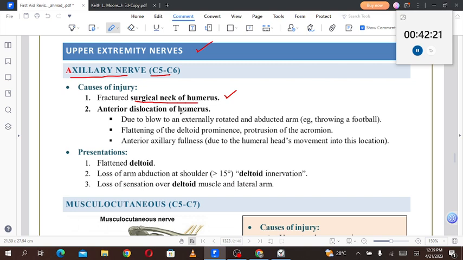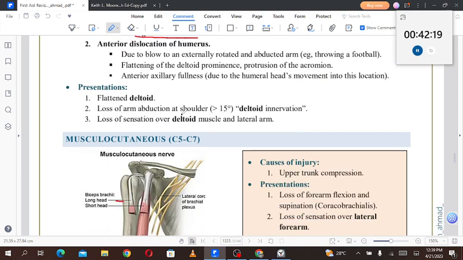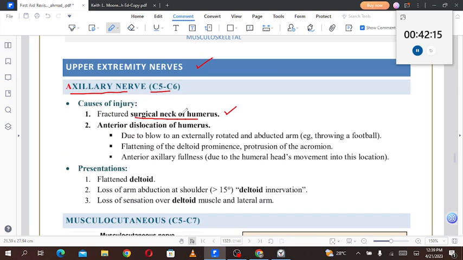Anterior dislocation of the humerus, okay. Anterior dislocation of the humerus most often occurs in the subcoracoid position. Anterior dislocation is due to a blow to an externally rotated, abducted arm, for example, throwing a ball. Findings are flattening of the deltoid prominence, protrusion of the acromion, and anterior axillary fullness due to the humeral head movement into this location.